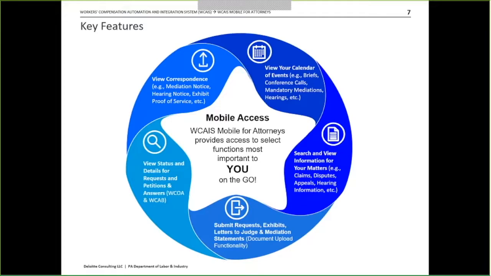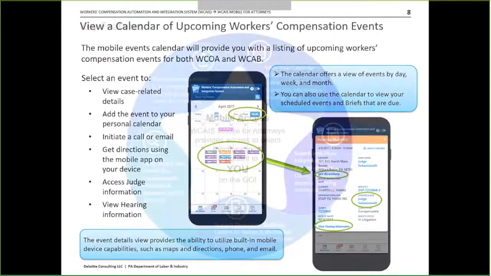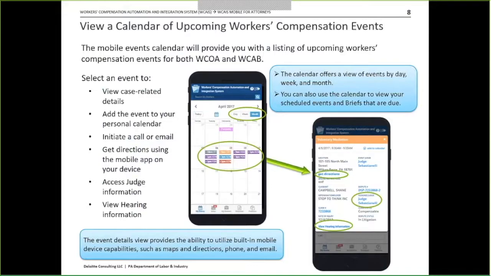The first thing that we would like to do a deep dive into is your calendar of events, which in the mobile app, you're going to be able to view by the day, by the week, or even the month. Upon finding a specific event, you're going to be able to view case-specific details, and once displayed, you're going to be able to export this event to your calendar, which will then allow you to get directions, as well as other types of access to information on your phone.